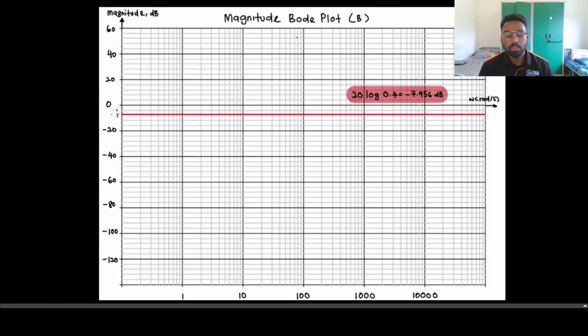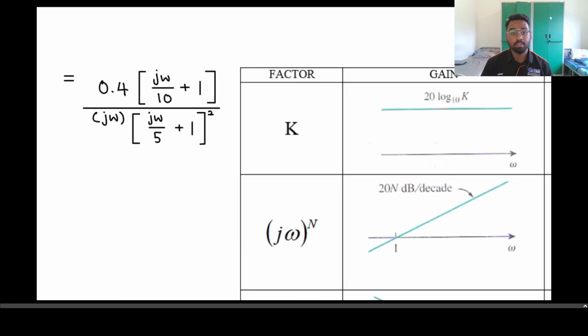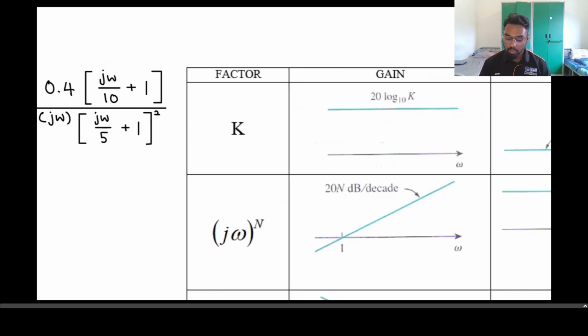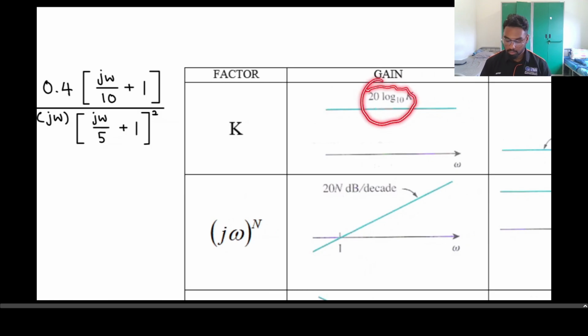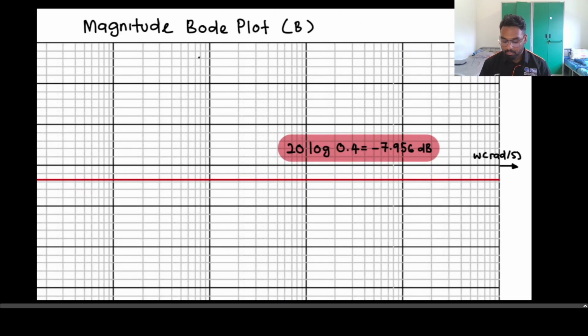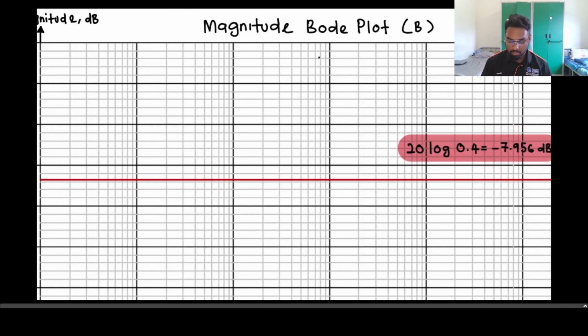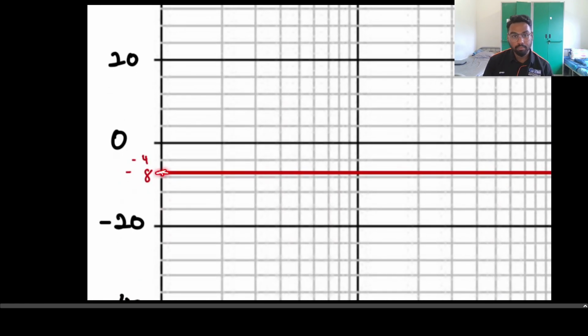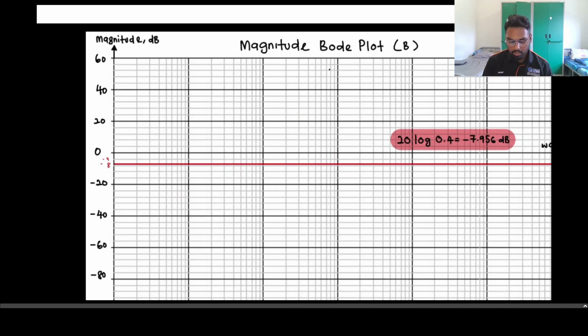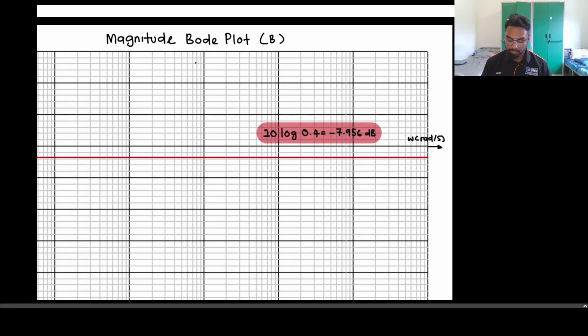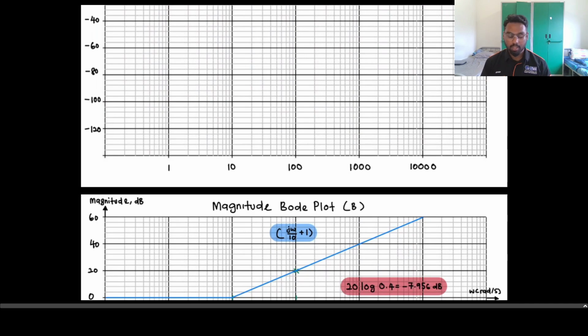So we are going to use a semi-log graph paper to plot the magnitude Bode plot. We should start from the first element of our equation, which is the gain. We obtain the k value from the equation, which is 0.4, and we have to multiply by 20 log, and we will obtain a value of negative 7.956, which is around here. We will draw a straight line across the value until it reaches the maximum of the graph. So that will be our first step.